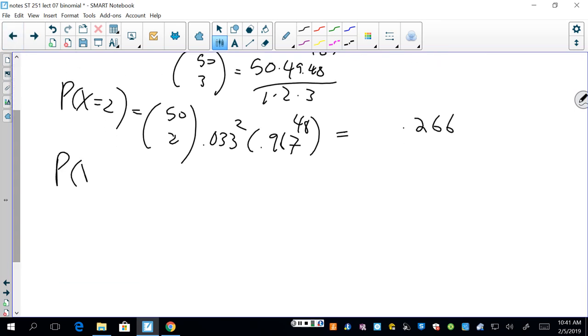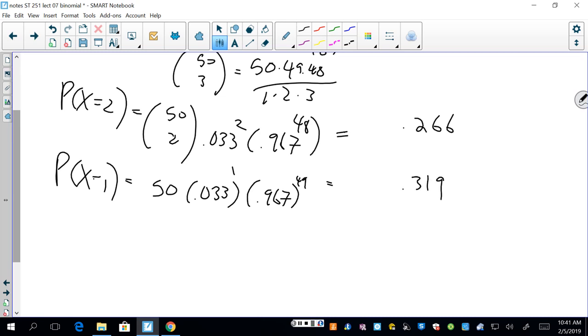And the probability that x equals 1. 50 choose 1 is just 50, times 0.033 to the first, then 0.967 to the 49. That probability is 0.319. It's more likely that we'll get 1 out of that.